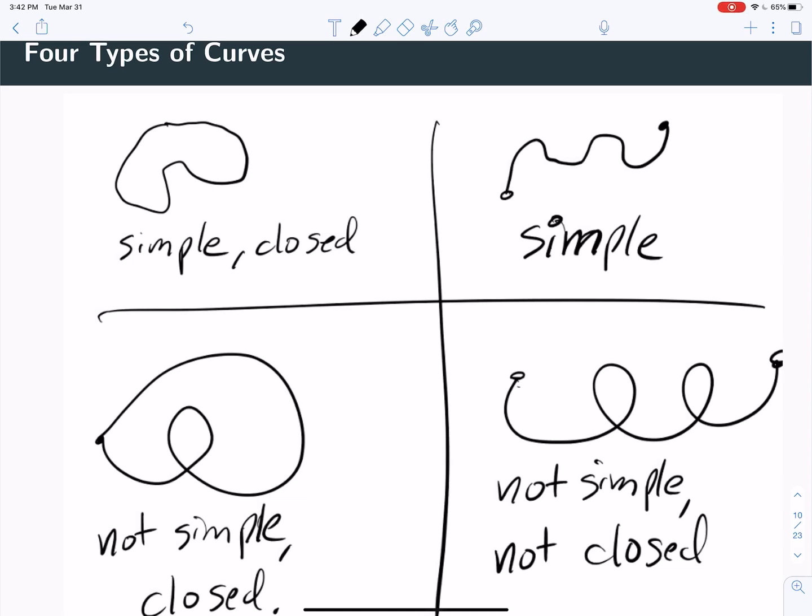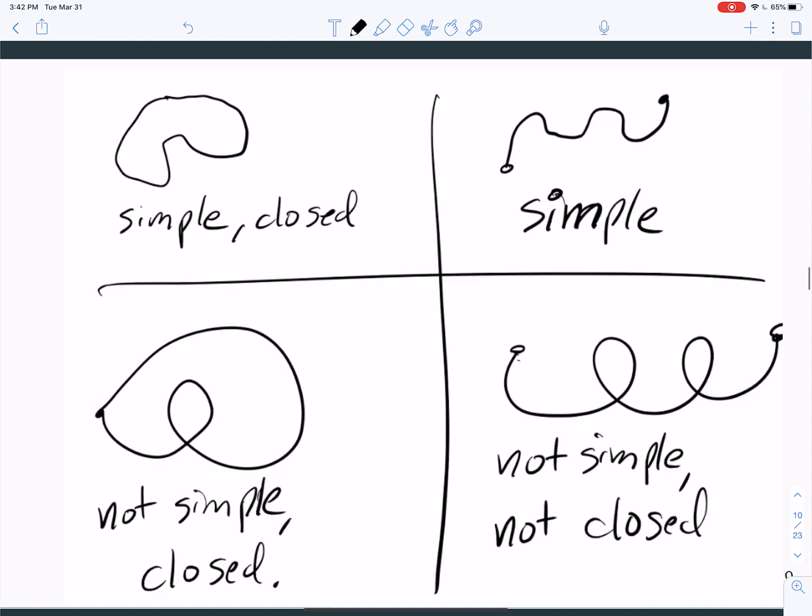All right, Dr. Clark back again, and in this video we're going to learn about line integrals that involve vector fields. So this is going to be really interesting, and just pay attention and you'll see how vector fields can interact with line integrals. A little bit of background first is there's these sort of four types of curves.